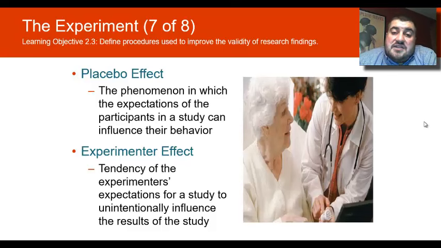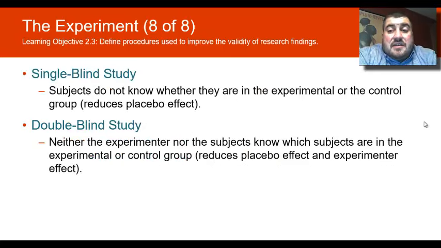And so we can control for that by using a single blind or hopefully a double blind study. And what that means is the subjects in a single blind study don't know whether they're in the experimental group or the control group, but the experimenters do. And in a double-blind study, neither the experimenter nor the subjects know who is in which group, and that can reduce the experimenter effect.